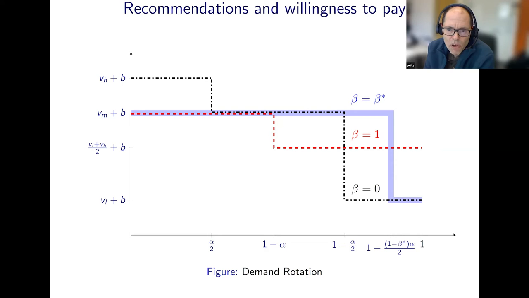Therefore, we have two possible outcomes, one with inflated recommendation, the other one where only the picky consumer with a good match will buy. They will then have to pay VH plus B, and the flexible consumers will be served outside the intermediary's channel, outside the indirect channel.